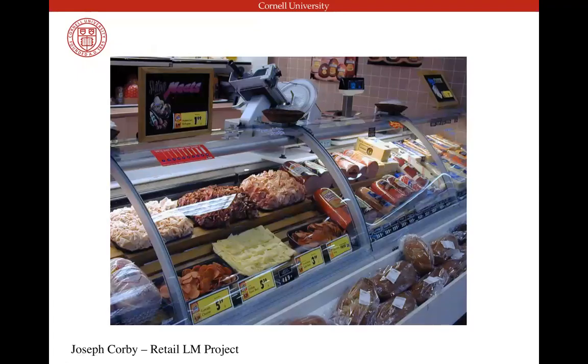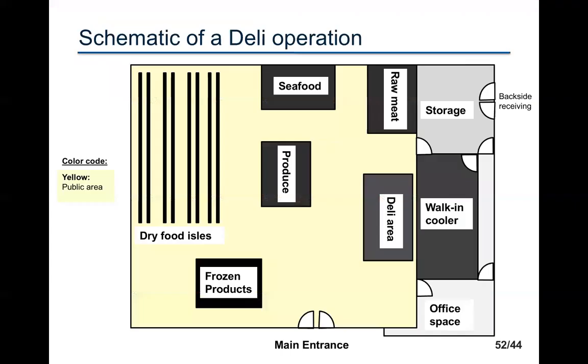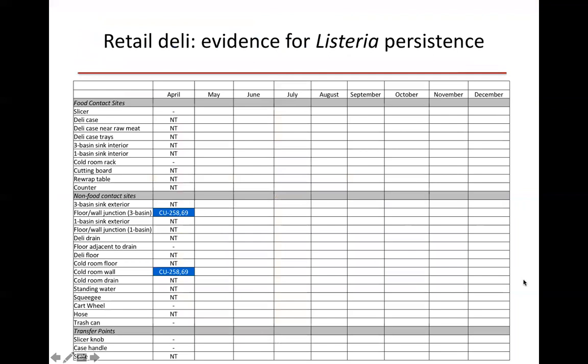So let's give an example in context with a deli. Let's say you've got your deli area over here, your walk-in cooler back here, and maybe you have a few other high-risk foods that you need to investigate. So here's an example. You've got your sites along the left side here, and then the sampling months along the top here. And this is real-life sampling data from a deli.